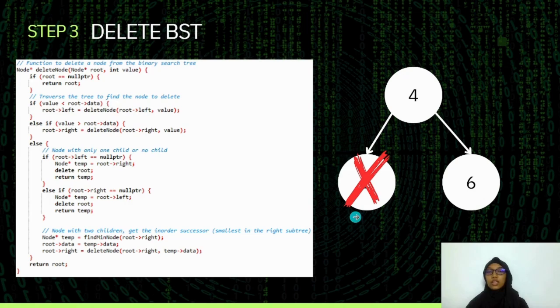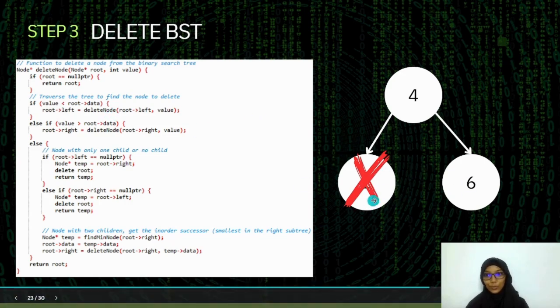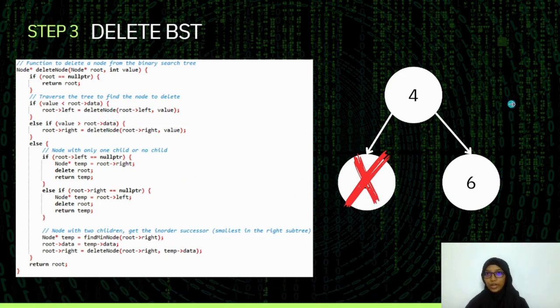For the next part, which is delete from the binary search tree. Let's say I want to delete the value of 2. We see that the value of 2 is less than the root, which is 4, and it's on the left child node. So you check that the value is less than the root, and the coding will be root's left equals deleteNode, and it will automatically delete the 2.